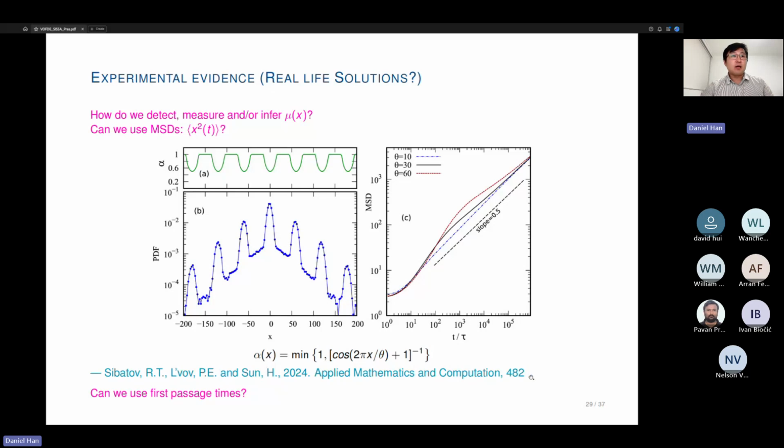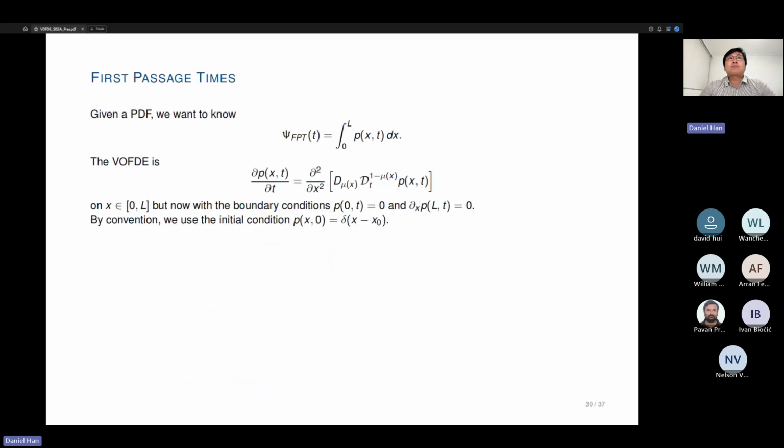Okay. So then the next question was, can we use mean square displacements? And there's this great paper by Sipatov, the first author, that explored what happens to mean square displacements if I have alpha of arbitrarily complex functions, as you're seeing here in green. The next thought that I had was then, can we use first passage times to somehow differentiate? In fact, it's interesting to ask, what is the first passage time if we had a variable order fractional diffusion? Because everything gets trapped, and we shouldn't obtain the same first passage time statistics.